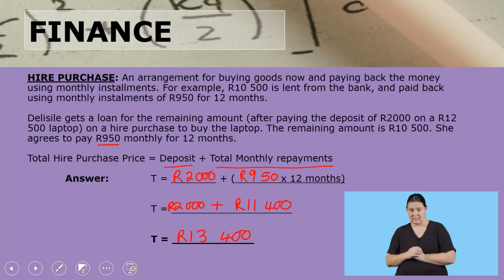13,400. So can we see that she paid back 13,400, but then the laptop only cost 12,500 rands. So what is this extra amount that she has paid here? That is the interest. So what is interest?